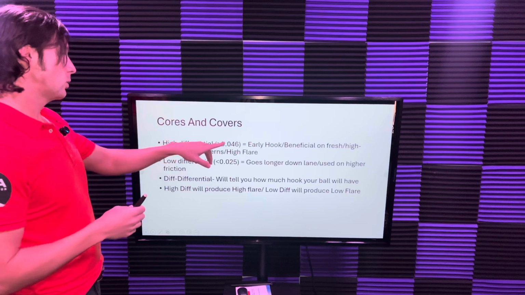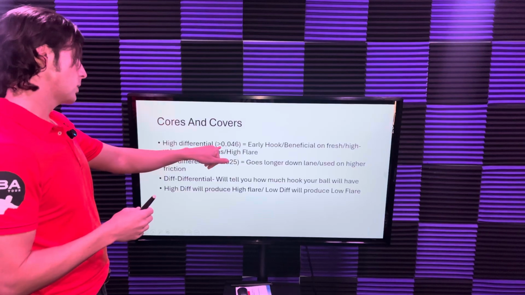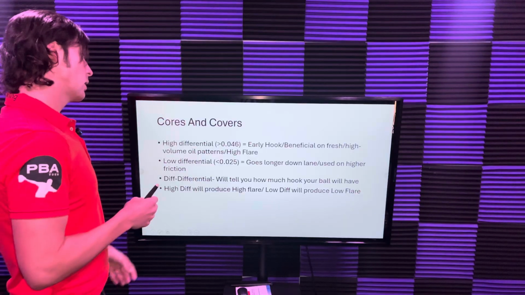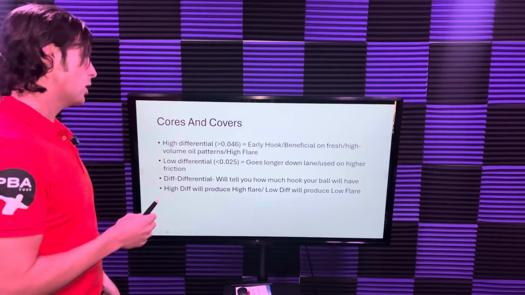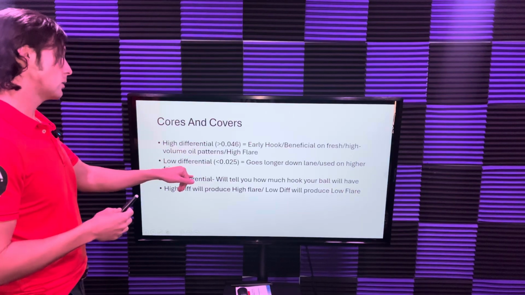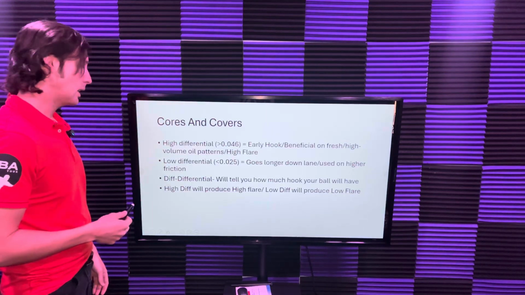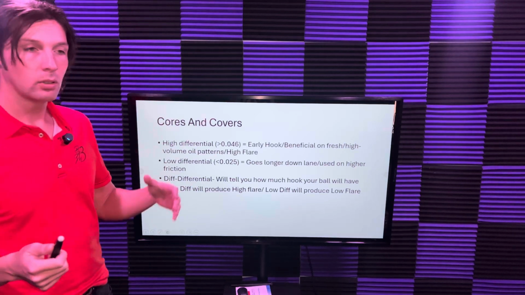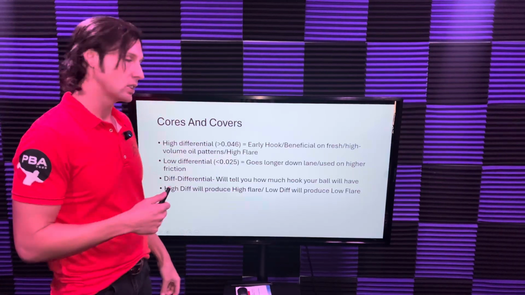And so in order to determine what's high differential or low differential, you've got to know your numbers. A high differential will be greater than 0.046. And that's early hook, beneficial on fresh and high volume oil patterns, and that will produce high flare. Whereas low differential is lower than 0.025, and it goes longer down lane and is used on the higher friction surfaces. And if you have any questions, or if you got confused, just rewind the video and go back, and that way you can understand it better.